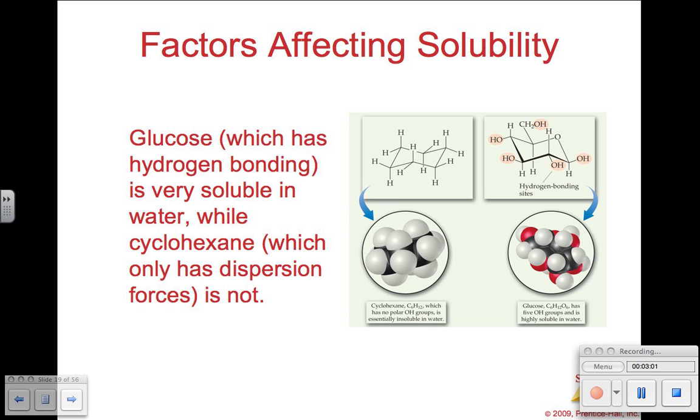If you think of glucose, which has hydrogen bonding, it's very soluble in water, while cyclohexane, which only has dispersion forces, is not soluble in water. It's a non-polar substance. Although very similar in structure, if you look at the two images there, because there is no hydrogen bonding, those oxygens aren't present, even though it's still a ring shape, it is not soluble in water, where water does have hydrogen bonding. You would expect cyclohexane to be soluble in oils and other non-polar solvents.